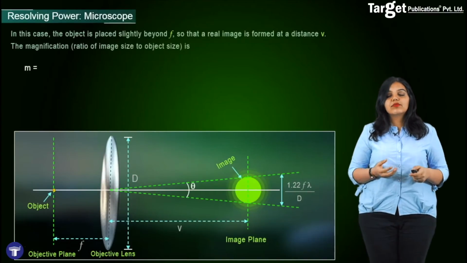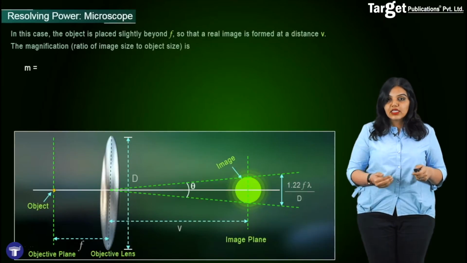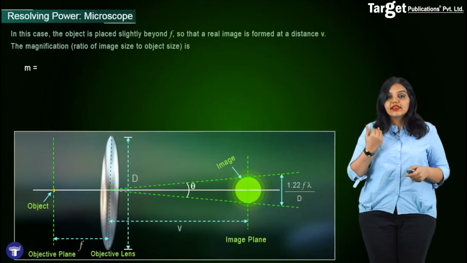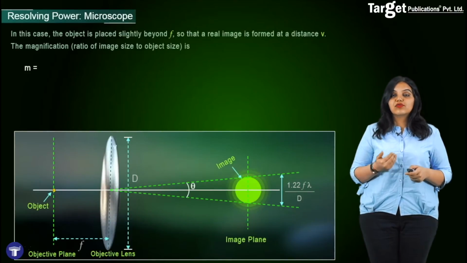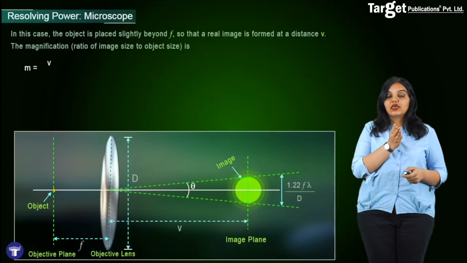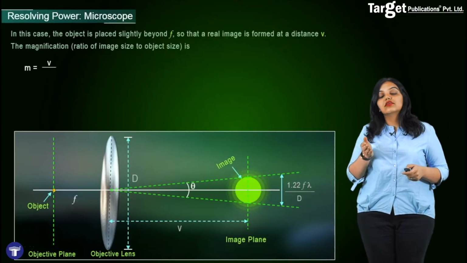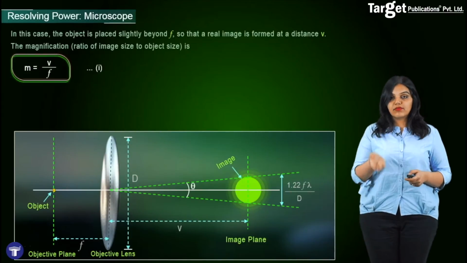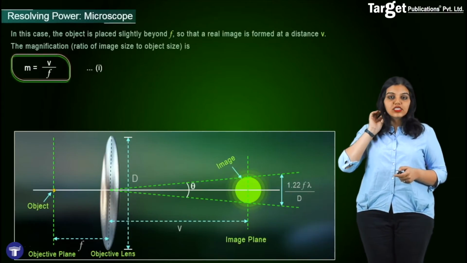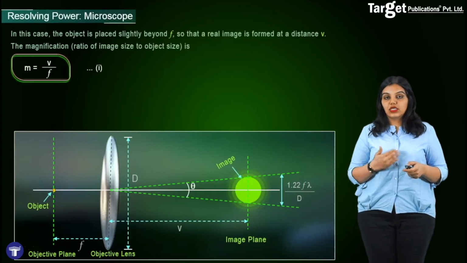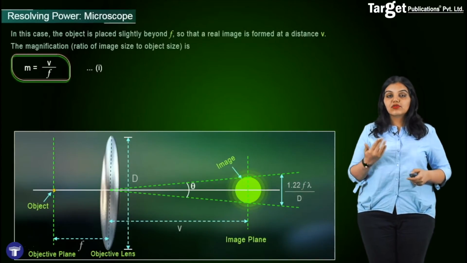Now we know from geometric optics that magnification is nothing but the ratio of the image size to the object size, and in this case I will get that m is equal to v, which is the distance of the image from the lens, upon u, which is nothing but f, which is the distance of the object from the lens. So we know that magnification is the ratio of image size to object size, or it is the ratio of image distance to the object distance. So I get m is equal to v by f.